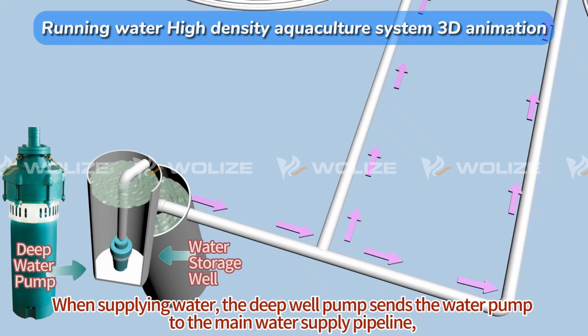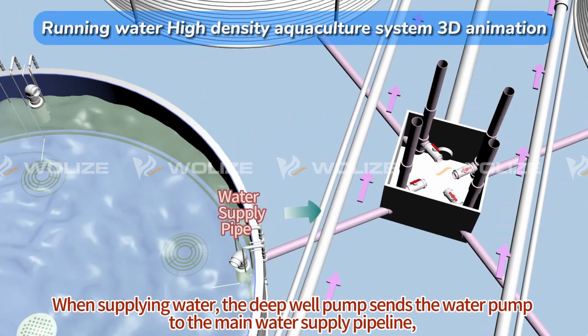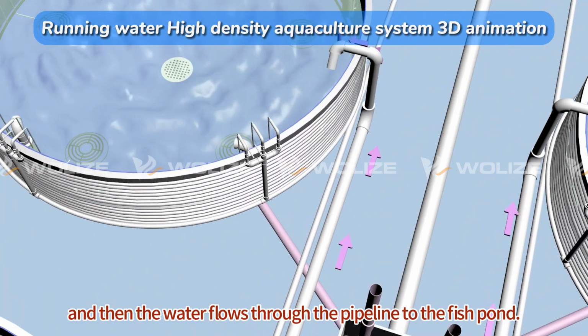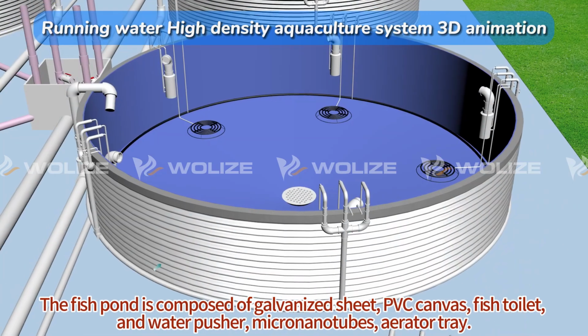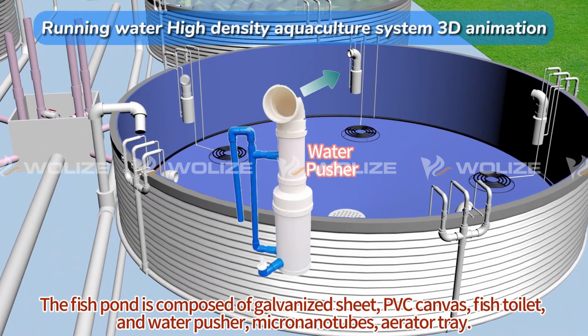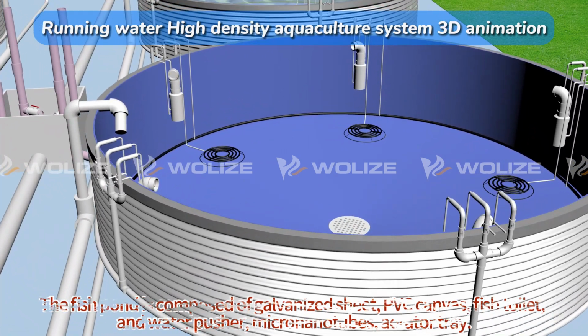When supplying water, the deep well pump sends the water to the main water supply pipeline, and then the water flows through the pipeline to the fish pond. The fish pond is composed of galvanized sheet, PVC cables, fish toilet, water pusher, micro-nano aeration tubes, and aerator tray.